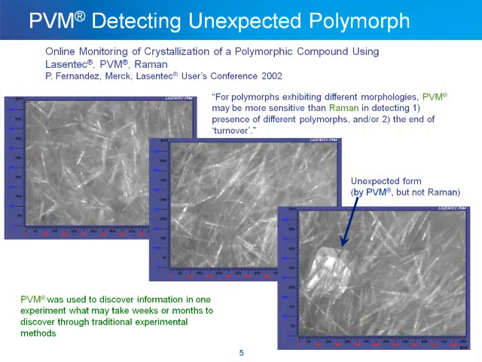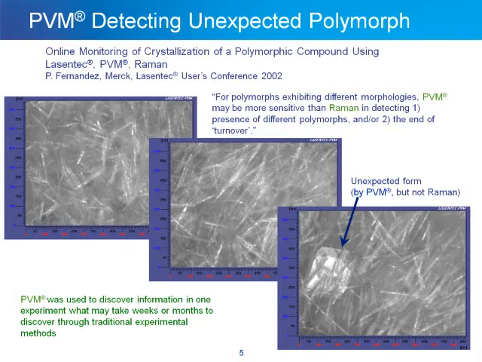In the next slide, we see the process continue, and there's a large number of needles in these images. However, as the process progressed, in the bottom image, we see an unexpected form. And this was detected by PVM. In fact, this was at such a low concentration that it was below the detection limit of Raman, and it was actually below the detection limit of offline microscopy.